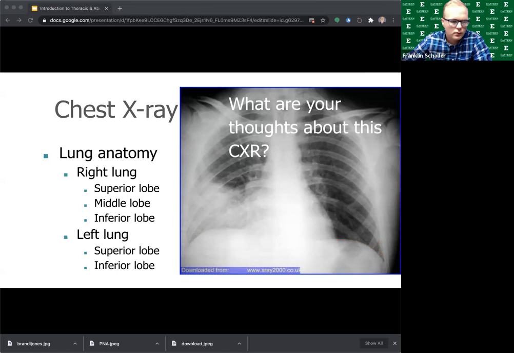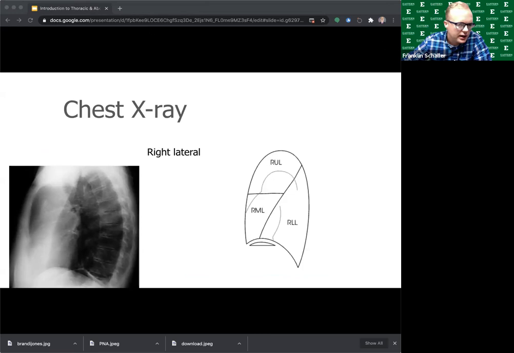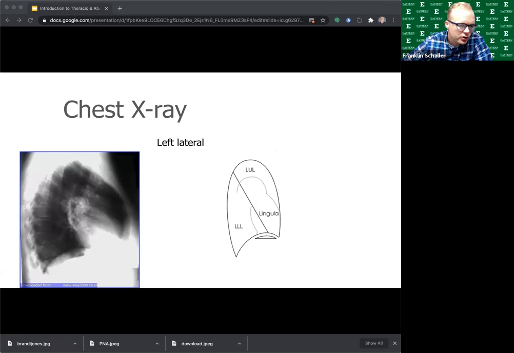So a little bit more anatomy that we can see on a right lateral chest x-ray. We see the right upper lobe, the right middle lobe, and the right lower lobe. Again, this is just a normal x-ray, right lateral view. On the left lateral view, we have our left upper lobe, the left lower lobe, and a little bit of the lingula as well. And in a patient who has COPD or is barrel chested, there's a good chance we'll see some additional airspace in that anterior chest or lingula area.